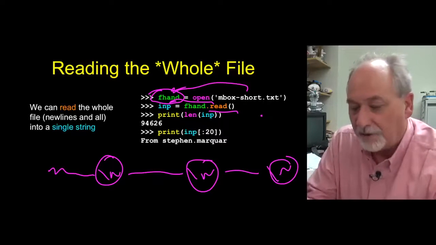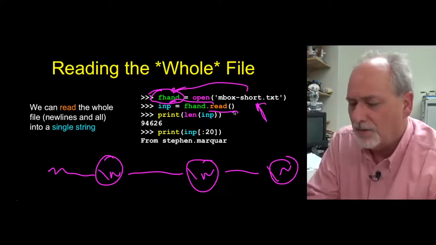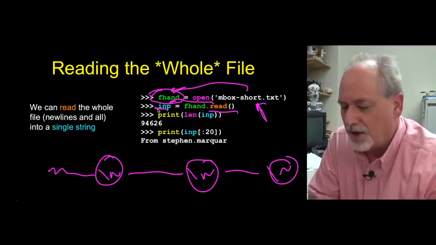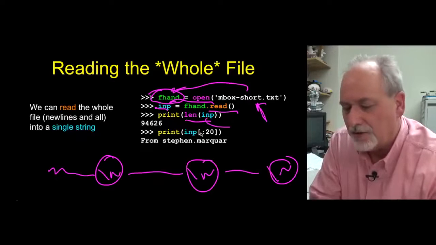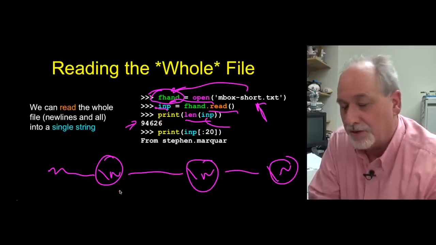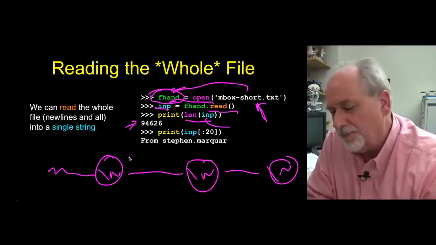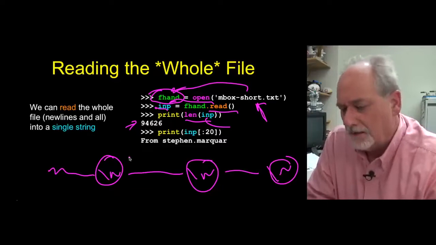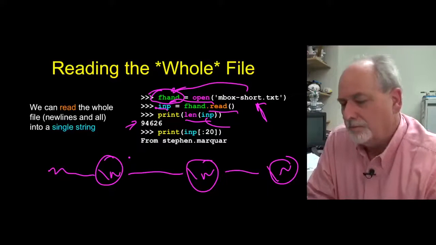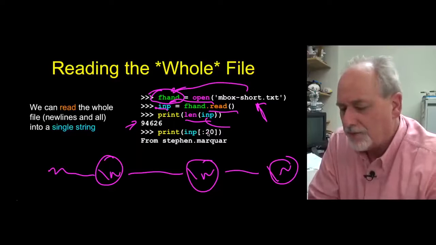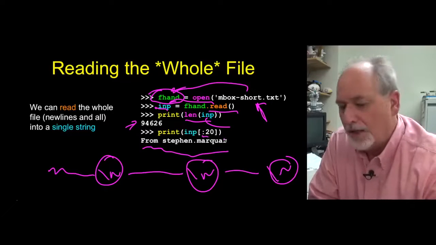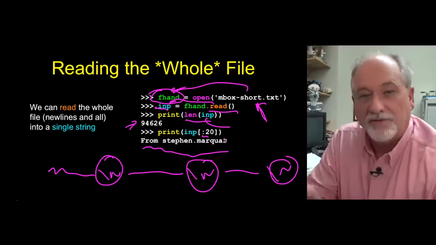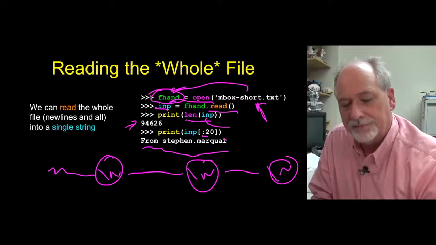Now I picked a file that was short, and so this inp variable now has a string in it, and I can use the len function, pass a string into the len function. It says 94,626 characters. That's a small little file, and perfectly okay to read it all in one go. And so now I say just print the first 20 characters. That's beginning up to but not including 20, and so it shows the first 20 characters of that little file is a From line, because this is a mailbox file.